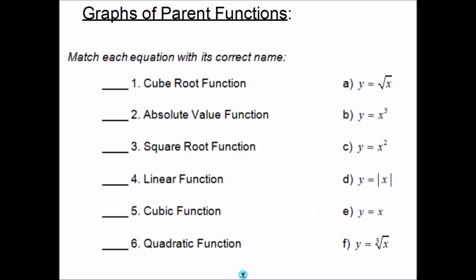Let's start by matching the names of the functions to the equations. Some of these should be pretty obvious, others you might not remember. So the easiest one should be a linear function, and that is equation E, y equals x. Others are pretty intuitive. For example, A, you have y equals square root of x. That is a square root function.